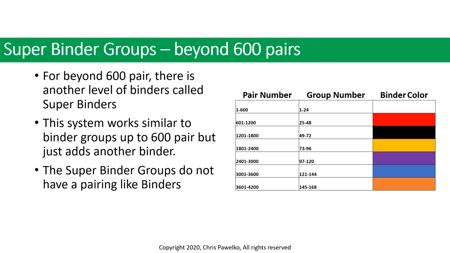Now, the super binder groups do not have pairings like binders. So the previous binders would be matched up. So in our previous example, in pairs 316, we had a black and orange binder color, but in Super Binders, it is only using the one color.